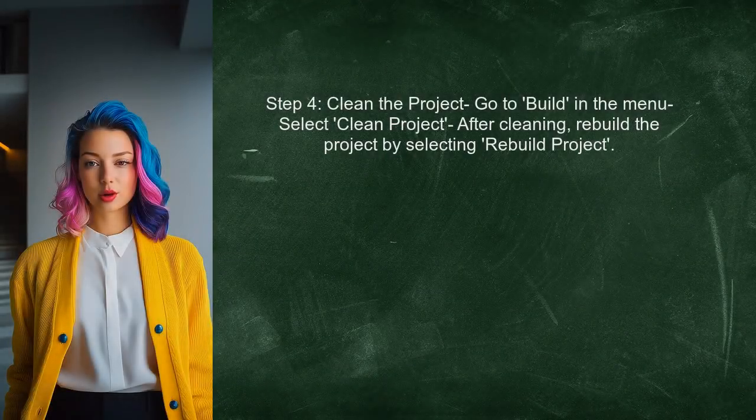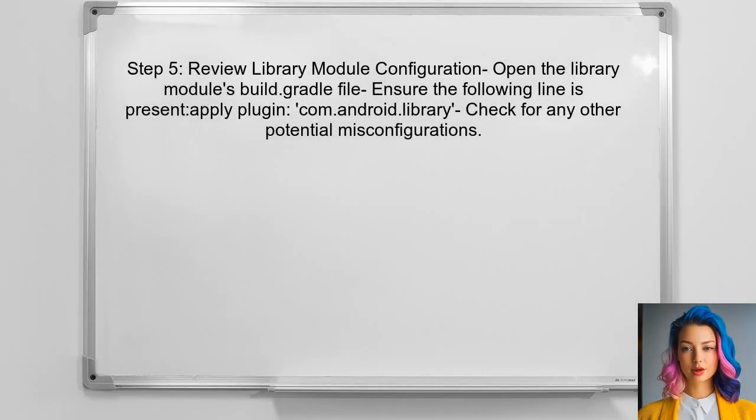If the error persists, the user should consider cleaning the project. This can help resolve any lingering issues from previous builds. Finally, if the problem continues, the user may need to review the library module's build.gradle file for any misconfigurations. Ensuring that the apply plugin line is correctly set to com.android.library is crucial.